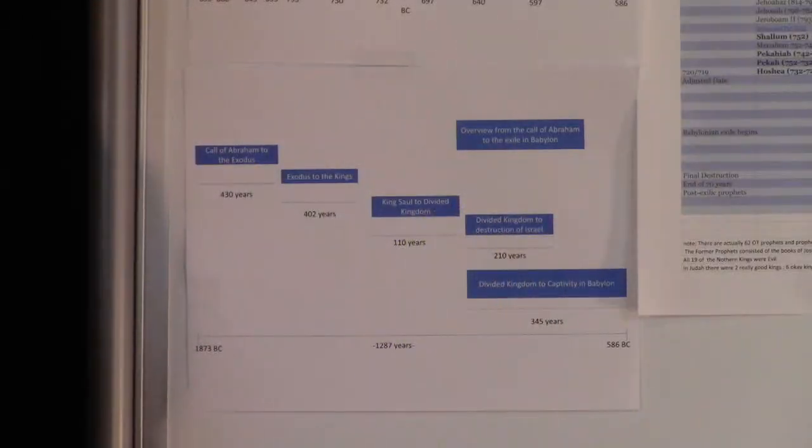Very important. When it comes to the call of Abraham to Exodus, we got it. When it comes from the Exodus to the 4th year of King Solomon's rule, well, we got it, right? 1 Kings 6:1, we got it. I want you to remember stuff like that. It's very important because I want you to come out of Old Testament survey with the ability to give a defense for the Word of God.